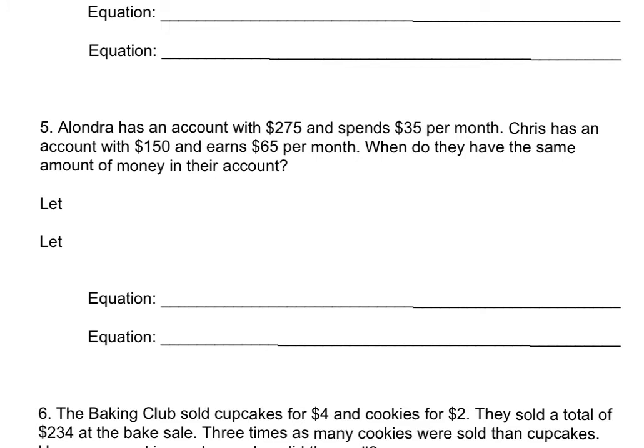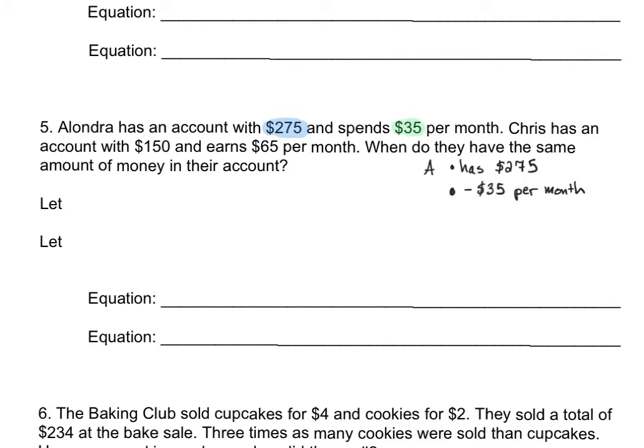So first we'll read it. Alondra has an account with $275 and spends $35 per month. Okay, this first sentence, chock full of information. I'm going to take some notes. So she has $275 and is spending $35 per month. Spending means she is decreasing the money in her account by $35 per month. So I'm going to write that as minus $35 per month.